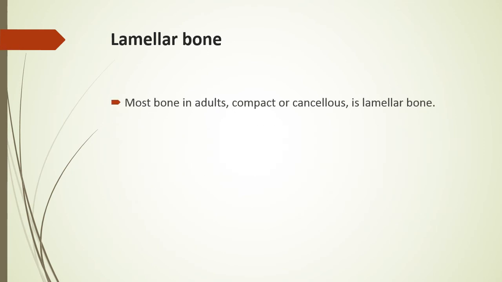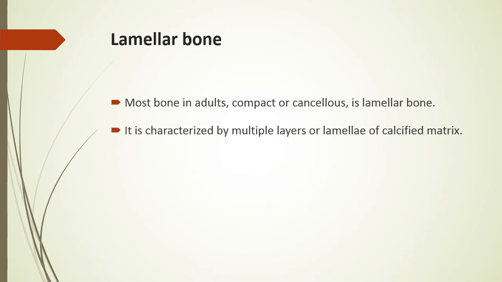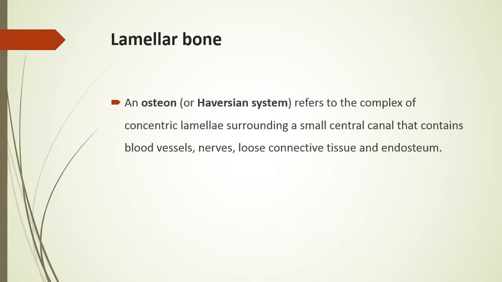Most bone in adults, compact or cancellous, is lamellar bone. Lamellar bone is characterized by multiple layers or lamellae of calcified matrix. There is what's called the osteon or Haversian system. The osteon or Haversian system refers to the complex of concentric lamellae surrounding a central canal that contains blood vessels, nerves, loose connective tissue, and endosteum.